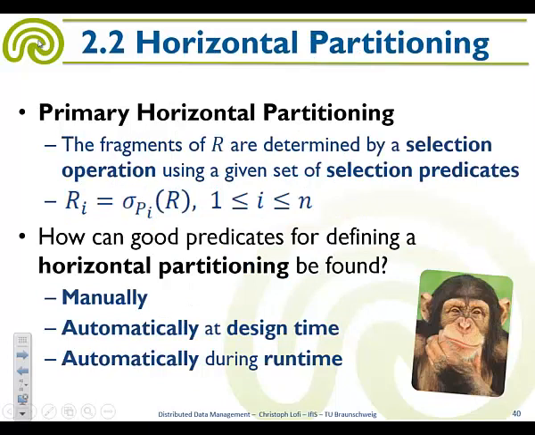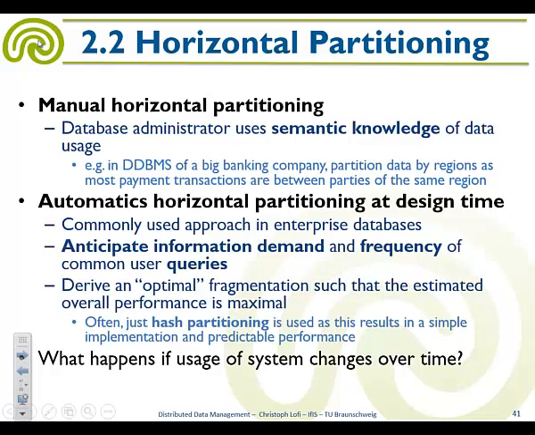Good, how can you do primary horizontal partitioning? Either manually or automatic at design time or automatic at runtime. And usually you use a certain predicate. So you decide on a predicate like we did before, like major cities with more than 100,000 inhabitants go to one fragment, the others to the other. Quite easy.